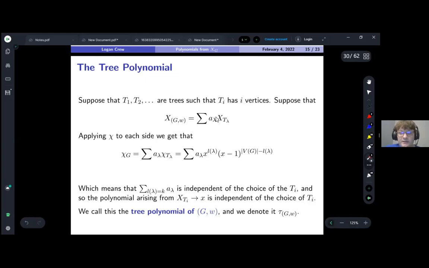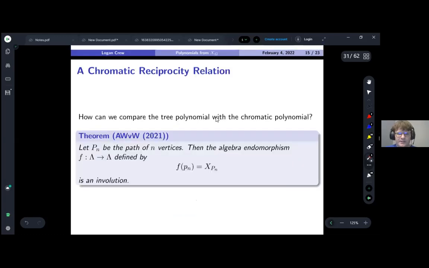It makes enough sense that we want to try to deal with this. Now, why is it going to end up being nice? Why did we study this in the first place is a fair question. One of the theorems of Aliste-Prieto, Wang, and van Willigenburg is, in particular, among other things, they showed that if you have a path of n vertices, denoted P_n, then if you look at the symmetric function endomorphism that maps p_n, the power sum symmetric function, to the chromatic symmetric function of the path of n vertices, this is an involution.